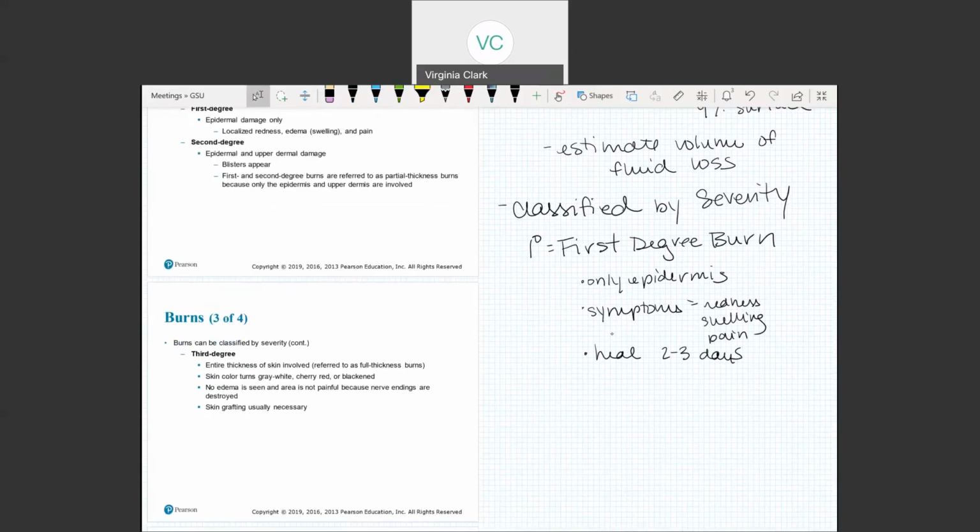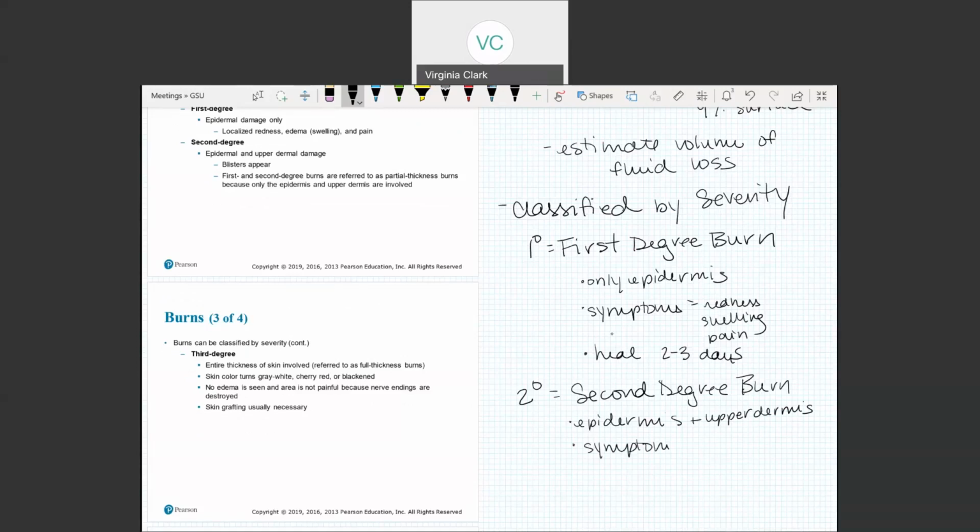When you have a second degree burn, it's going to be a little bit more severe. This is going to be your epidermis, the entire epidermis, and your upper dermal layer. So it's going to take off part of your dermis. The symptoms are going to be the exact same as a first degree.